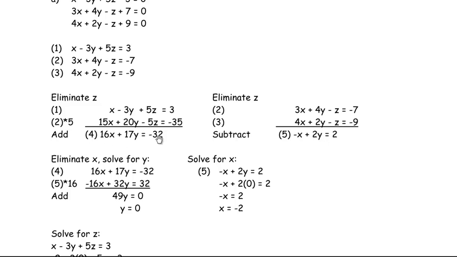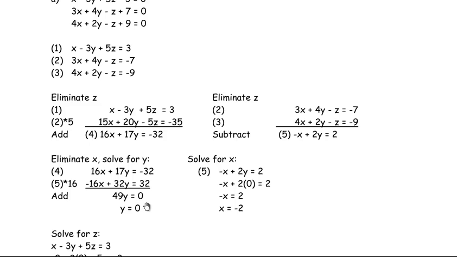They link x and y. So that's why I would choose to do x next. And so I took this equation number 5 and I put 0 here in place of y. So 2 times 0, of course, is 0. So that term just disappears and we get negative x equals 2. So dividing out the negative 1, I get x to be negative 2.